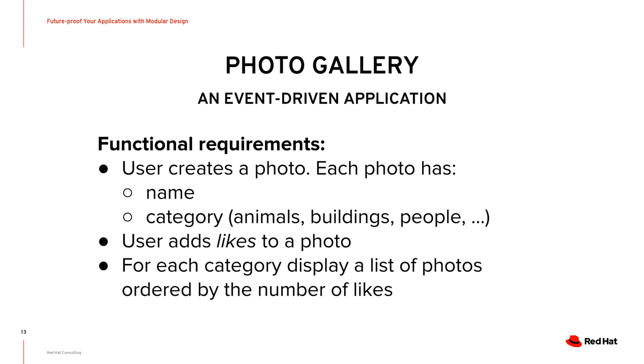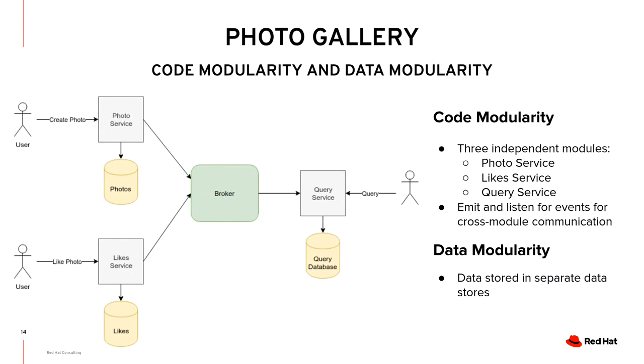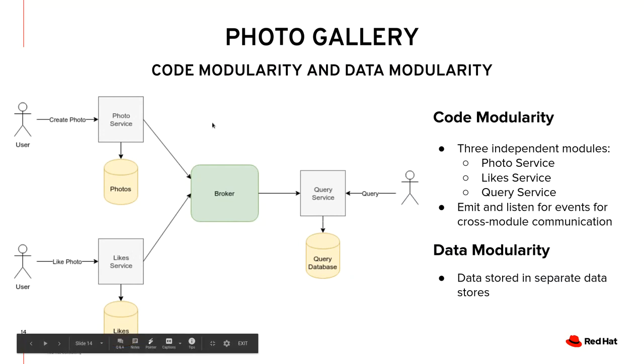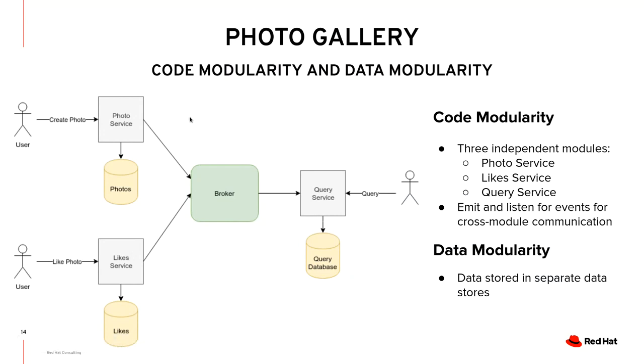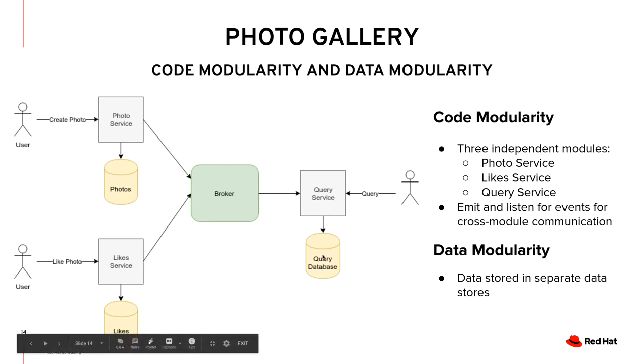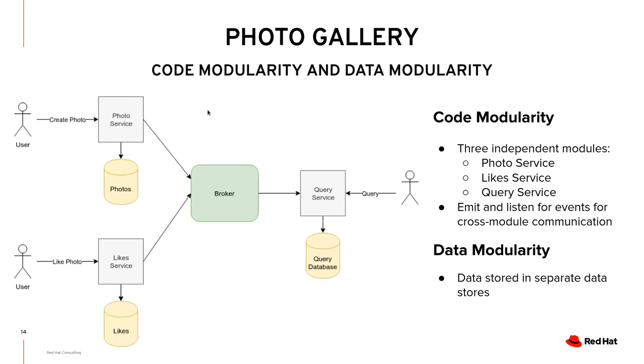In order to address these requirements, we came up with the following architecture. You can see here on the diagram that we have the application broken up into 3 microservices. We have a photo service, a like service, and a query service. Each of the services has its own dedicated storage. The photo service has its photos database, the like service has its own, and the query service has its own data store as well.